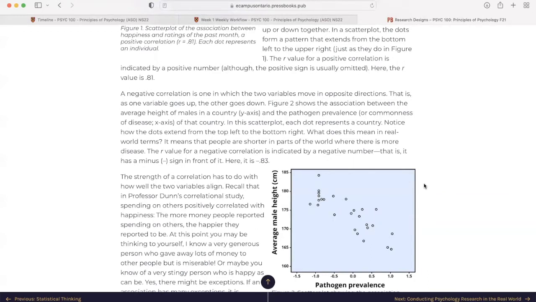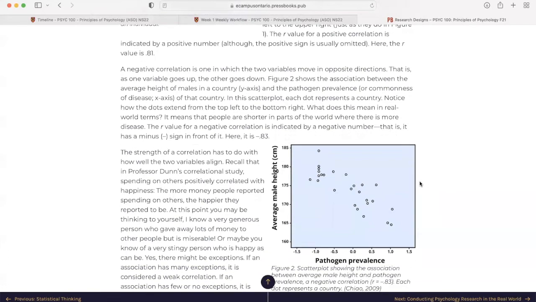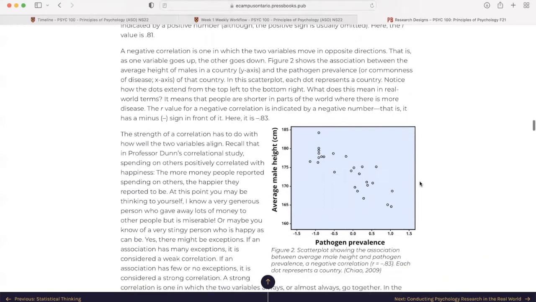What does this mean in real-world terms? It means that people are shorter in parts of the world where there is more disease. The R value for a negative correlation is indicated by a negative number. That is, it has a minus sign in front of it. Here, it is minus 0.83.